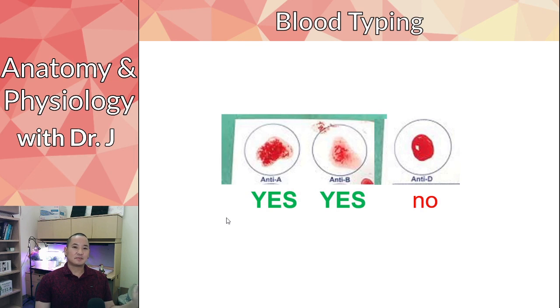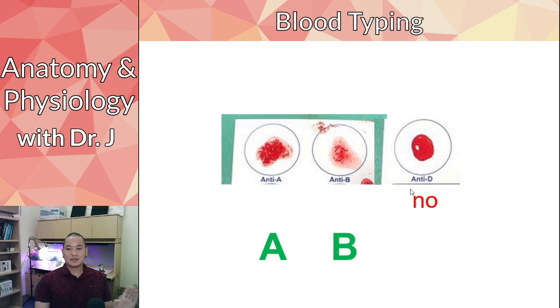So this is how you read these cards very easily. Yes in the anti-A, therefore this patient has the A antigen. Yes to agglutination in the B column, therefore yes, you do have the B antigen. No agglutination in the anti-D/RH column, therefore they are Rh negative. This person's blood type is AB negative.